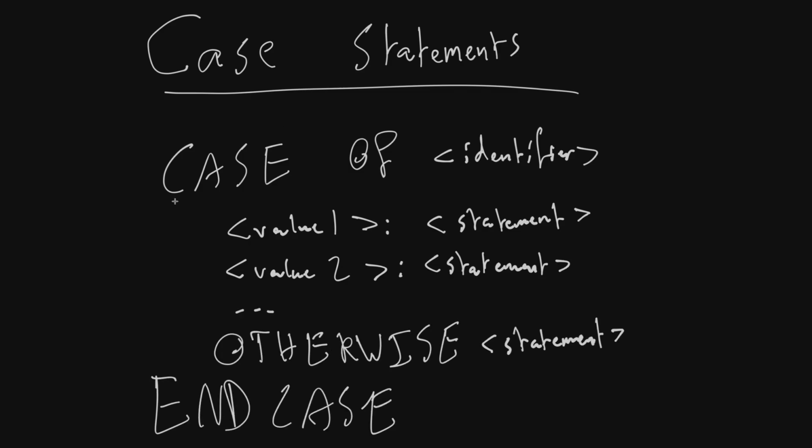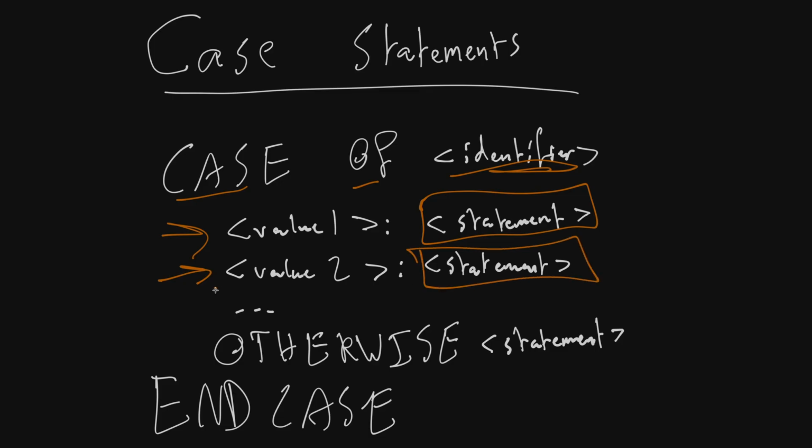To explain it briefly, we're telling the program that in case this identifier matches this value, we're going to execute this statement. But in case it matches this value, we're going to execute this statement. And we can go on forever. In the end, we must have an otherwise statement. In case this identifier did not match any of the values, we're going to execute this statement. And we're going to end the entire case off with an end case.